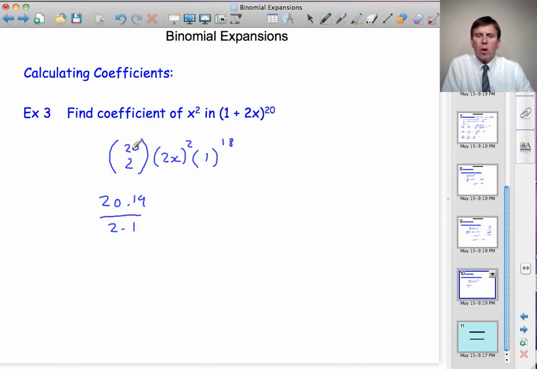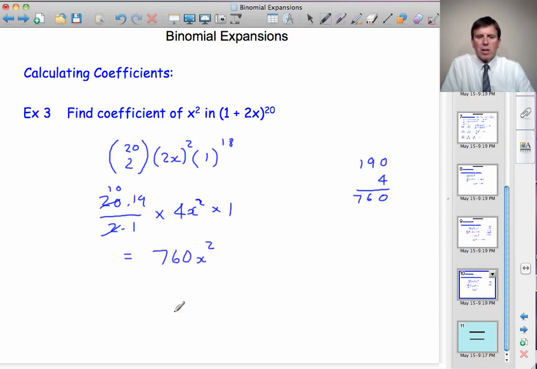It should be 20 factorial over 2 factorial, 18 factorial. But I can use the 18 factorial to knock out the 18, 17, 16 all the way down to 1. This is multiplied by 2x all squared, which is 4x squared, and that's multiplied by 1 to the power 18. If I cancel by 2, that'll give me 10 there. So I've got 10 times 19, which is 190, multiplied by 4. So 190 multiplied by 4 is 760. So this is going to be 760x squared.